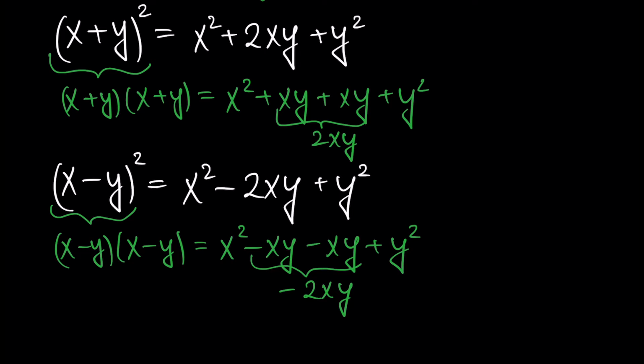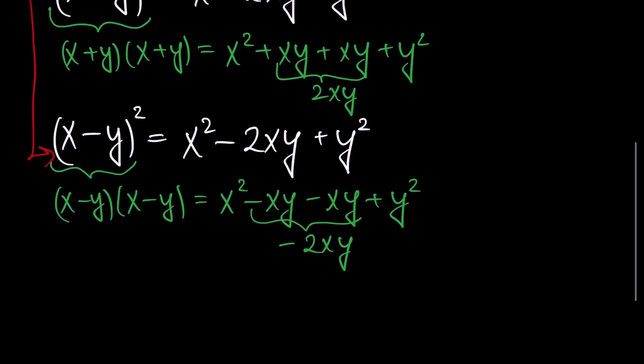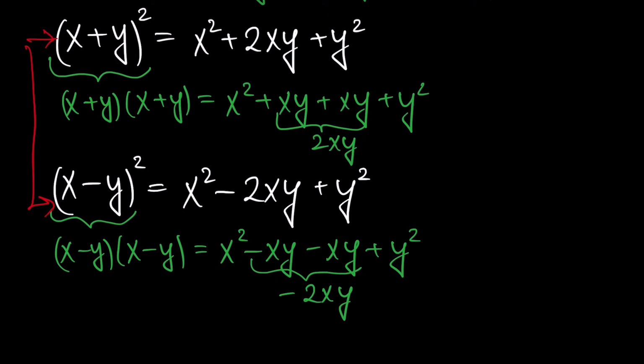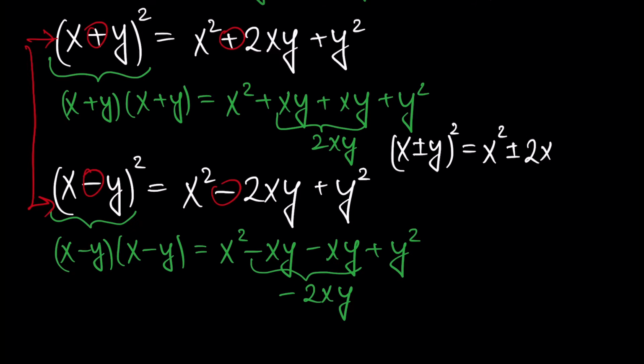So these two formulas combined can be written as, since we have here plus and plus, here we have minus and minus, combining these two formulas we can write: x plus-minus y squared equals x squared plus-minus 2xy plus y squared.